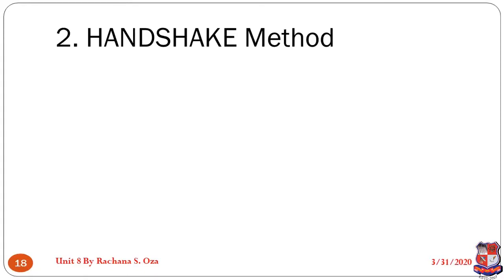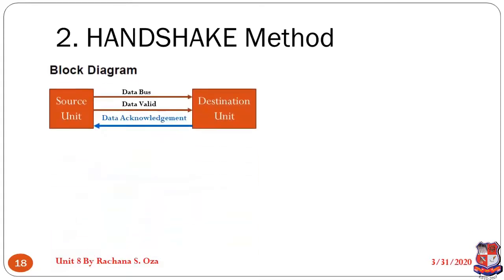Let us see what happens over here. The block diagram says that the source unit will generate a data valid signal. Based on the data valid signal, the source unit will put data on the data bus. The destination will receive the data valid signal. It will read all the data. Once the reading is done, the destination unit will generate an acknowledgement message from destination to source. You can see the direction of the data acknowledgement signal from destination to source.